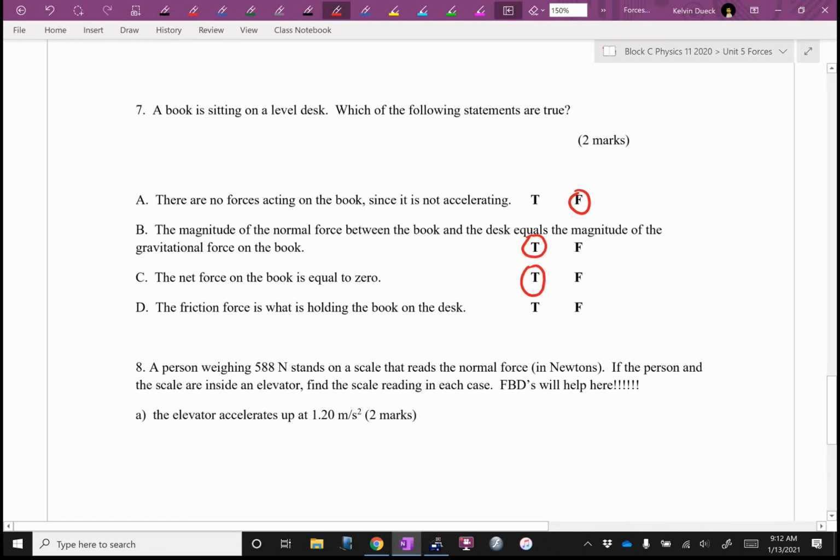Friction. Is friction what's holding the book on the desk? Could your desk be made of ice, and could the book still sit on it? As long as the desk was level, which it is. So I don't think friction is what's holding the book on the desk. So half mark for each of those.